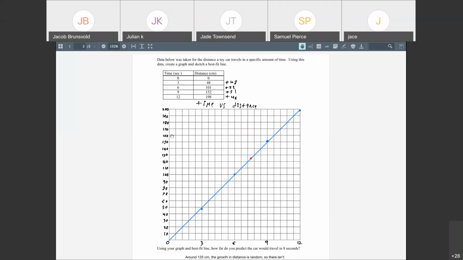Okay, so what needs improvement? His X and Y scales don't have titles. X and Y axes need titles. Yep. And so make sure to include units. So what should the title on the Y axis be? Distance. Yeah, distance. Good. And remember to include units. So distance and then put centimeters in parentheses. What should the title on the X axis be? Time in seconds. Yep, time in seconds. Good.